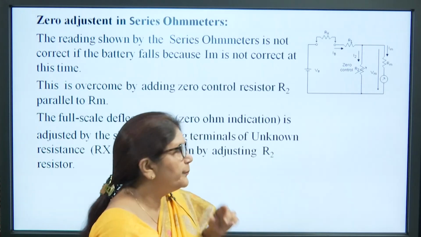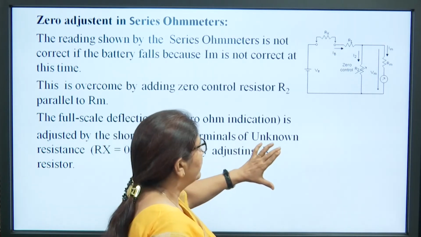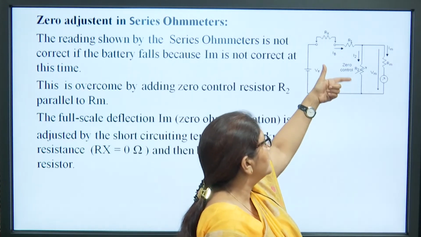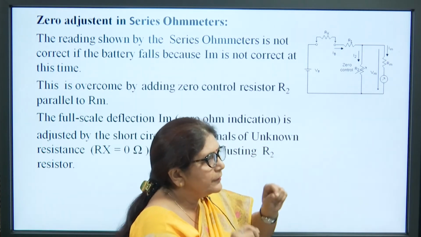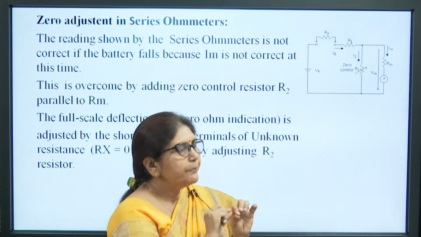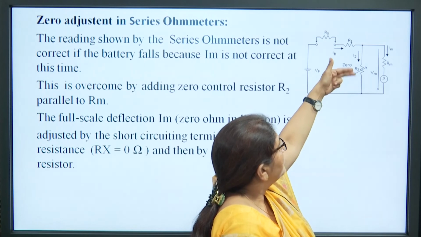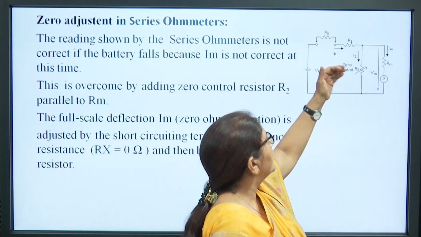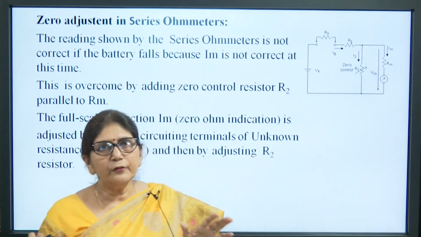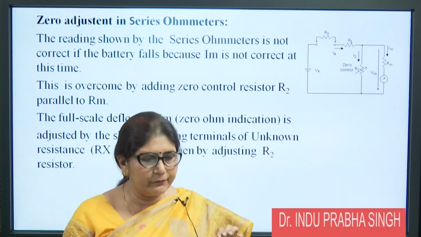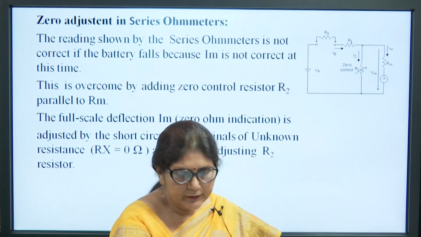Now, again we need a 0 adjustment, because without 0 adjustment we can't find the correct value of the current. For the 0 adjustment we place one resistance, R2, parallel to the meter. When there is no Rx, we vary this resistance to keep the meter reading at 0, so that the reading shown by the meter is correct, even when the battery voltage falls over time. So, we can adjust the meter reading by varying this R2 resistance.